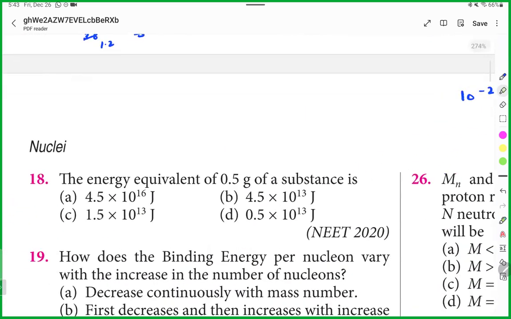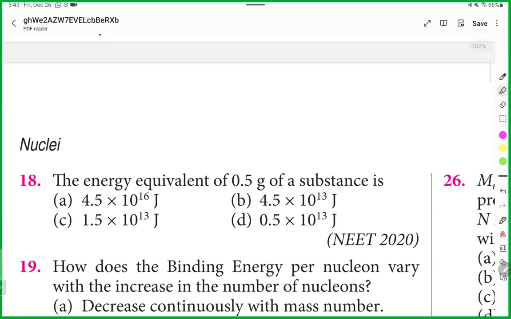No, sir. Chandana, next question. Energy equivalent of 0.5 gram of a substance is.